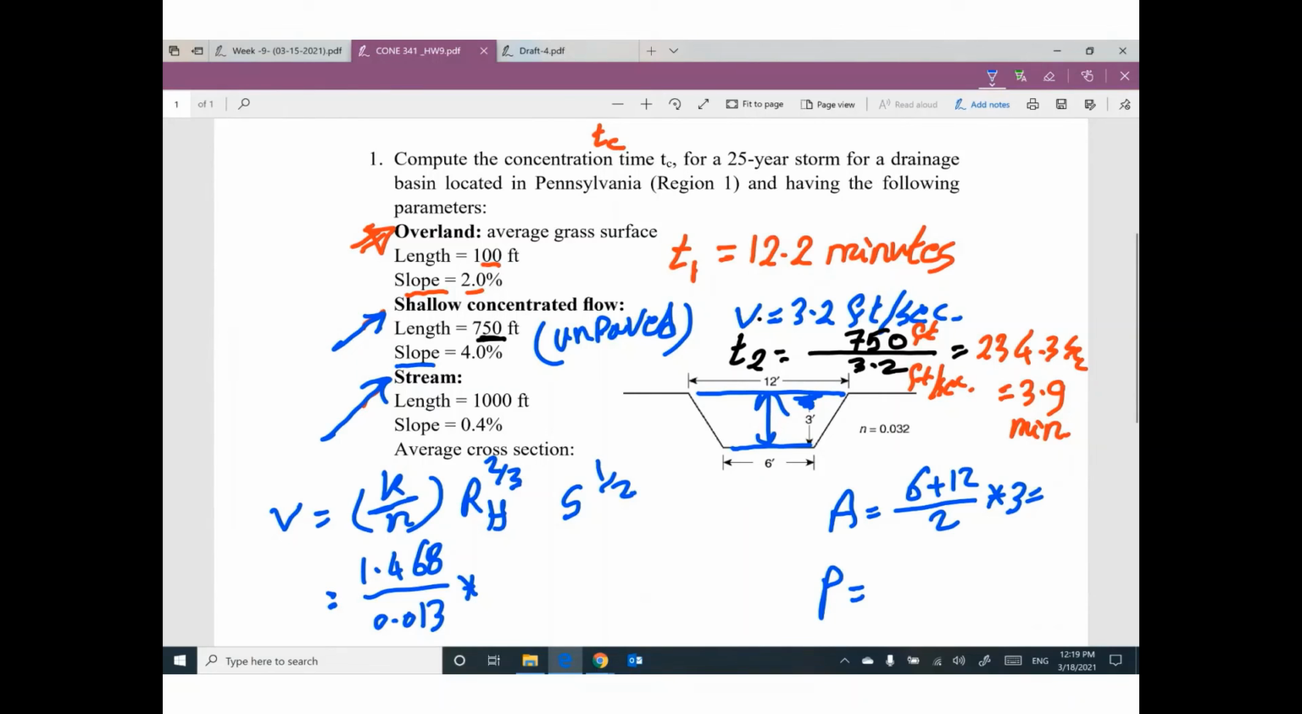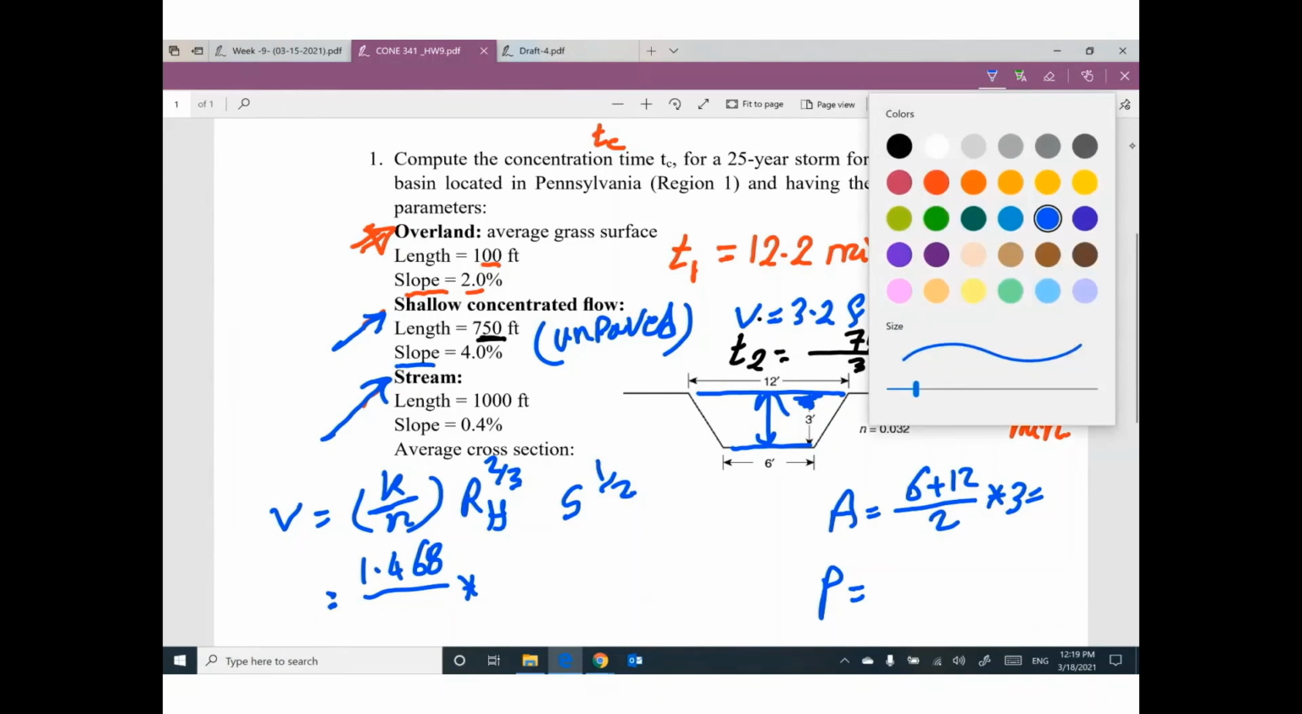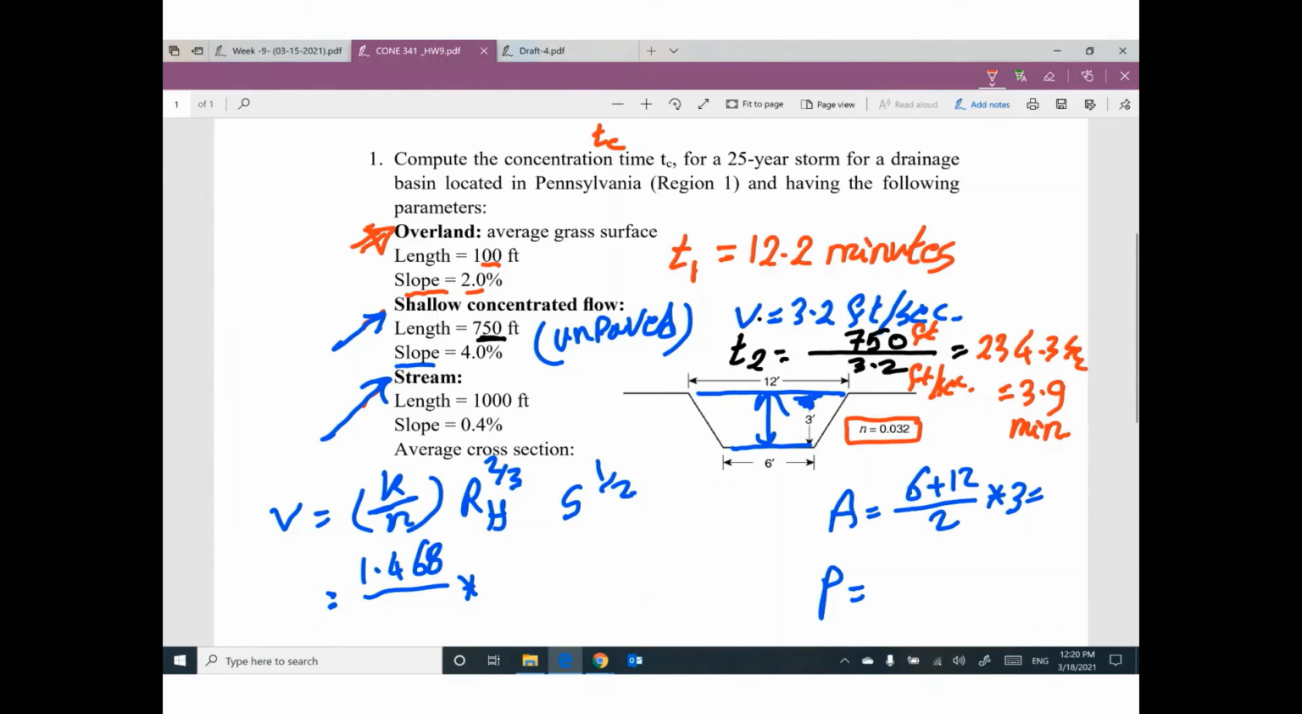Hey guys, I'm sorry, I have a mistake here. Manning's coefficient is given here, 0.032. Okay, the wetted perimeter. Can you tell me what is the wetted perimeter? This length plus this one plus this one. So how much? I think this little distance will be 3. This one will be 3.